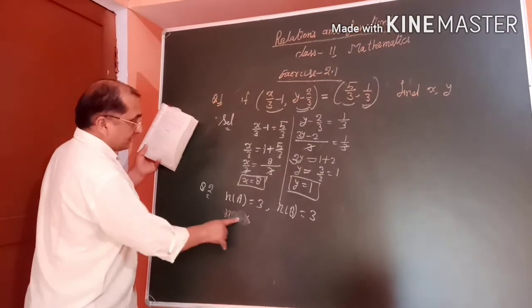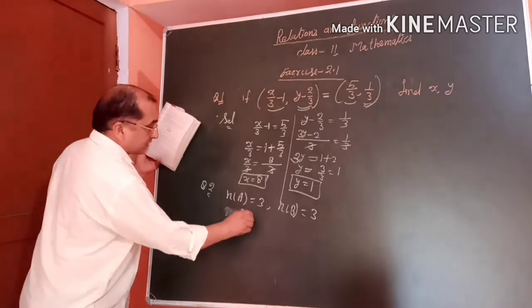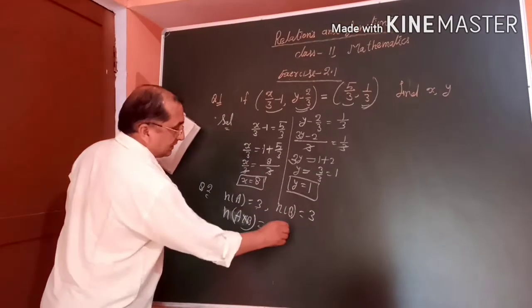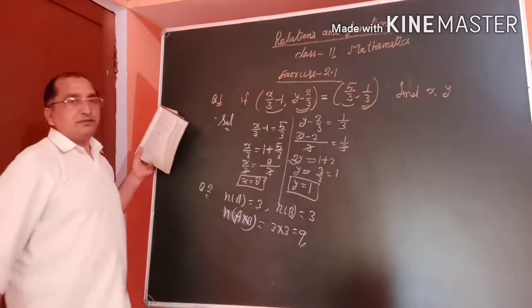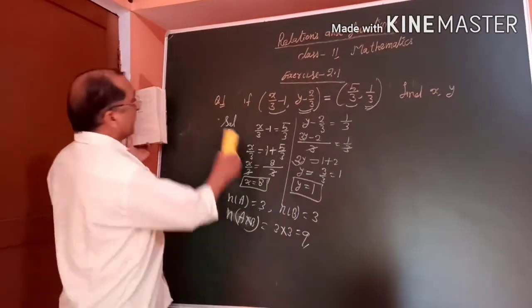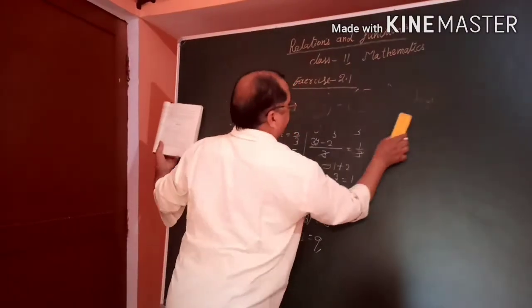What is A cross B? The number of elements is 3 cross 3, which equals 9 elements. This is the solution, the answer to the second question. Now come to the third question.